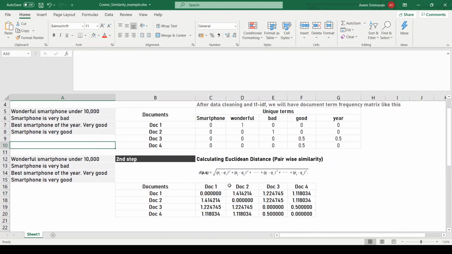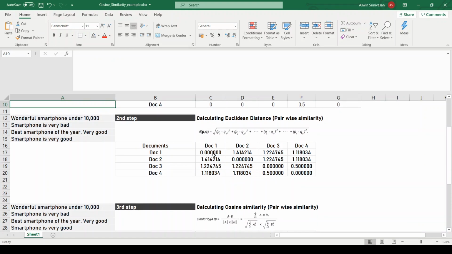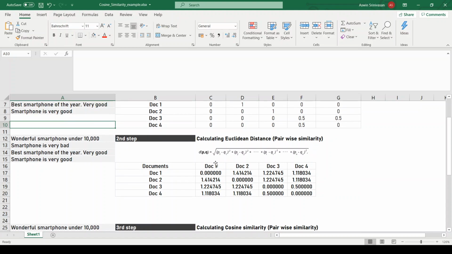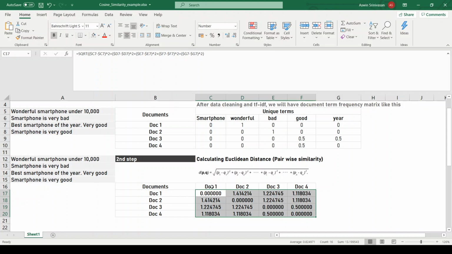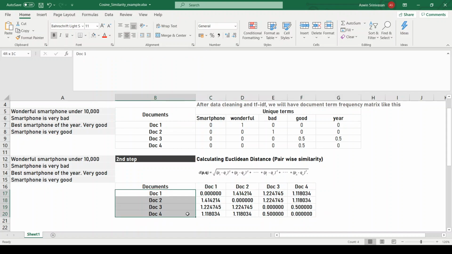In the next step, we will calculate Euclidean distance. It is very simple and most of you would have practiced this in school. As said before, here we are trying to see similarity between two documents. So, we will calculate Euclidean distance between two documents at a time and put the value in a matrix. Here we have documents 1 to 4 in rows and documents 1 to 4 in columns as well.